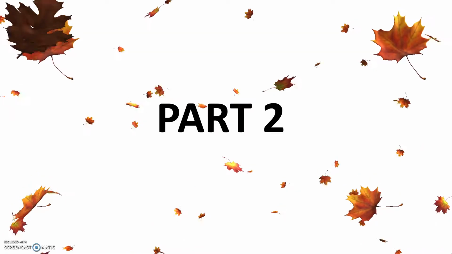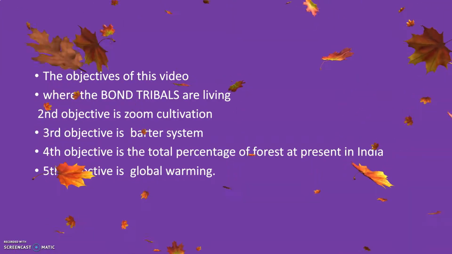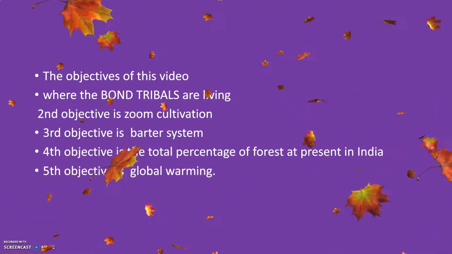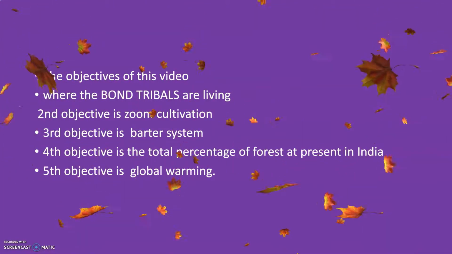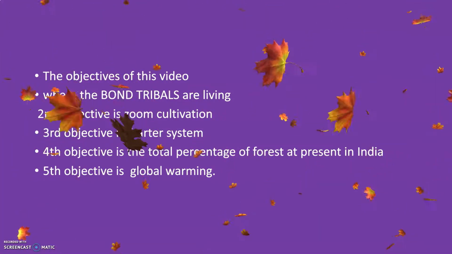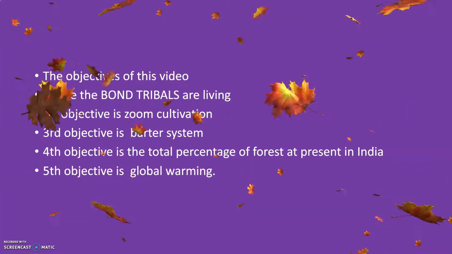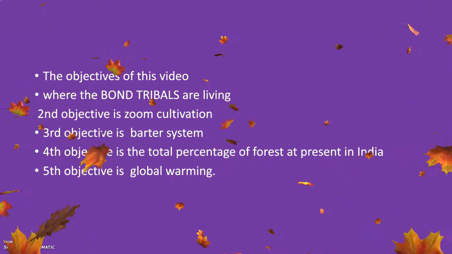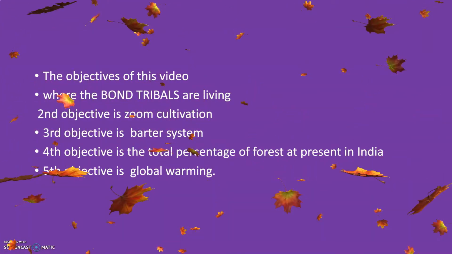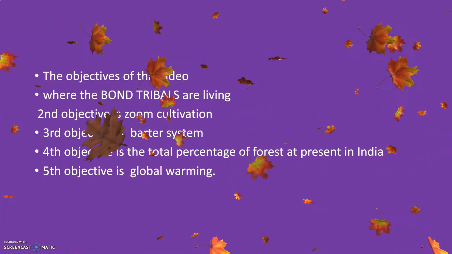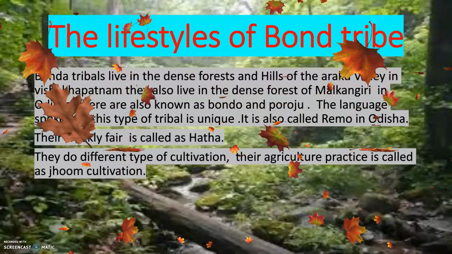We will see the main objectives of the lesson. The objectives of this video are: where the Bonda tribals are living, and the second objective is what is meant by zoom cultivation. The third objective is what is the barter system, the fourth objective is the total percentage of the forest at present in India, and the fifth objective is global warming. Now we enter the objectives.